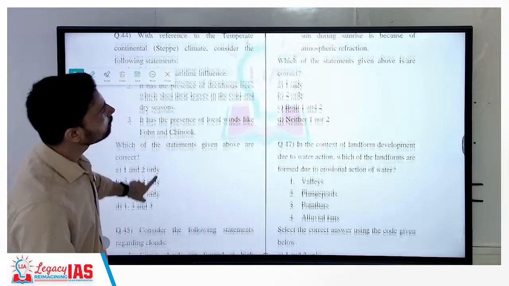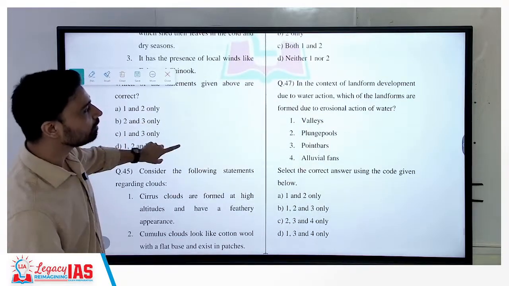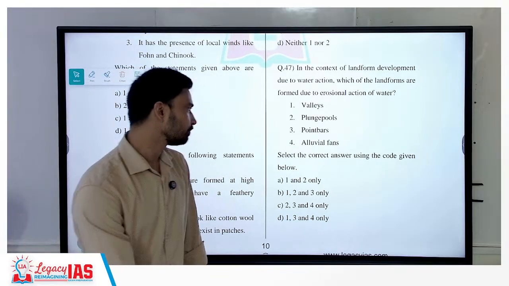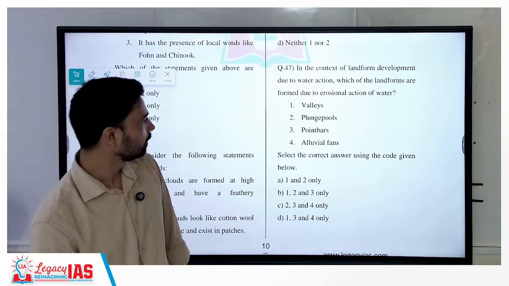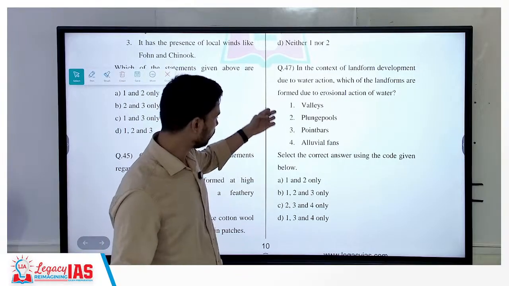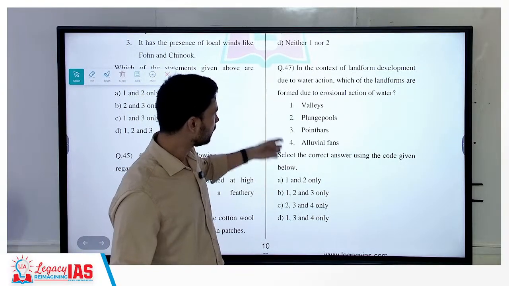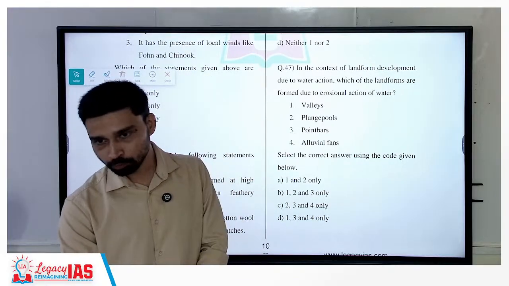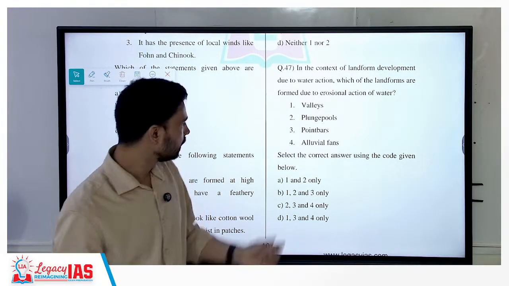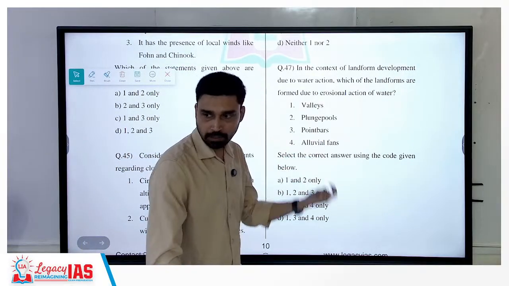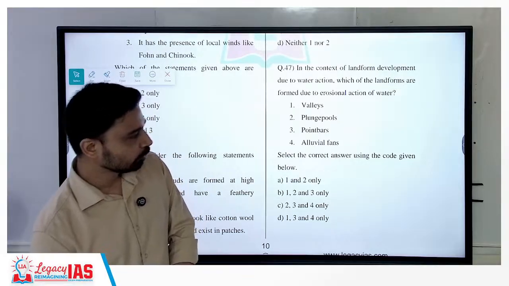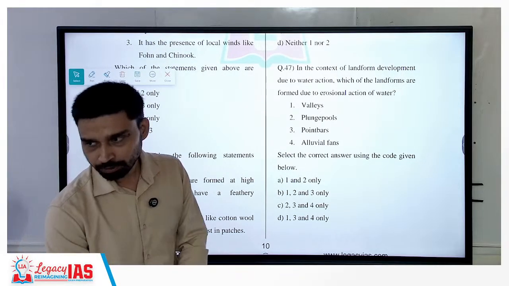Then question 47, landform development due to water action, erosional action of water. Simple. What is erosional action? Valleys. Then what do we have? Plunge pool. These two are erosional landforms. When the sediments are deposited by the flowing river, what forms? Fans, when it comes out from the valley. Point bars in the course itself, we have discussed the islands, and the sandbar we have discussed in class.